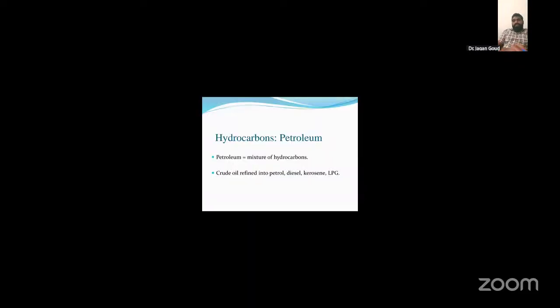Next one is hydrocarbons and petroleum. We discussed hydrocarbons. What are hydrocarbons? Hydrocarbons are mainly petroleum, a natural liquid fossil fuel. Petroleum is a mixture of hydrocarbons, organic compounds made mainly of hydrogen and carbon, found in underground reservoirs beneath the land or seabed.